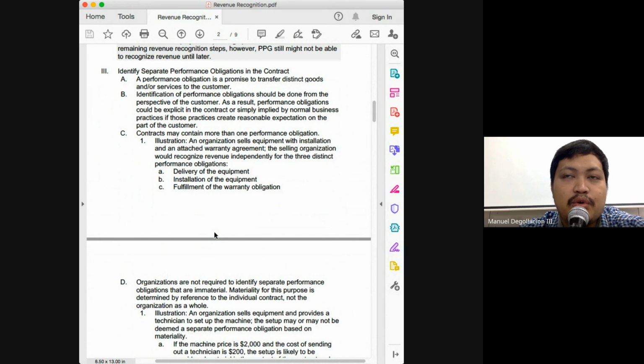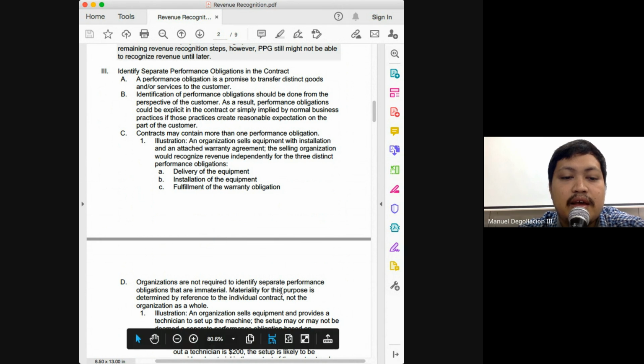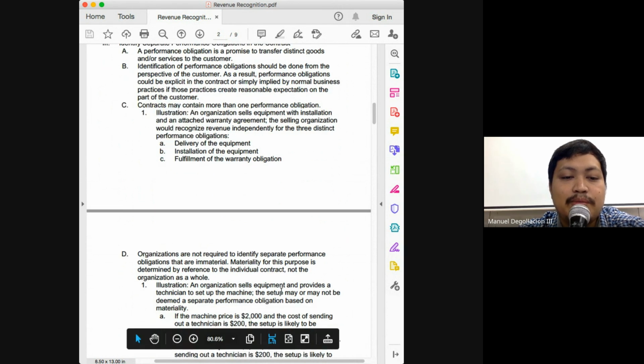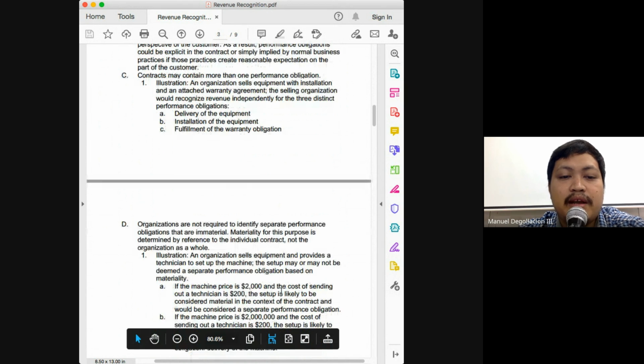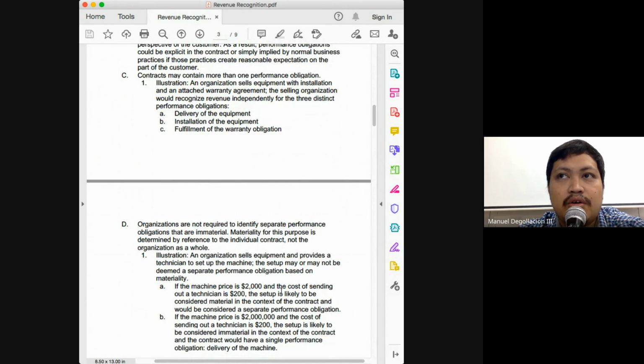immaterial? Okay, and on what level are you going to determine materiality? Okay, and again, very important to absorb, class. Materiality for this purpose is determined by reference to the individual contract and not the organization as a whole. Again, very important takeaway. Materiality is on an individual contract level and not on organizational wide level. Okay, very important takeaway.